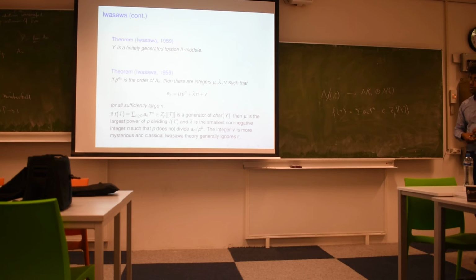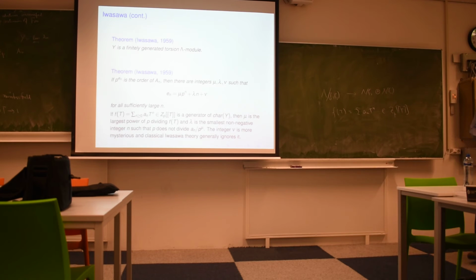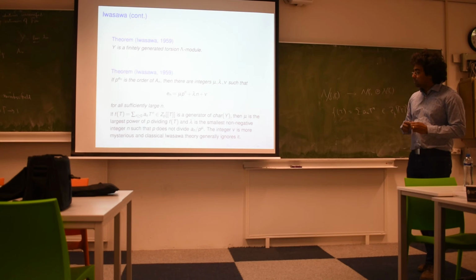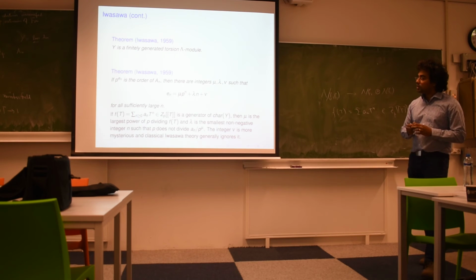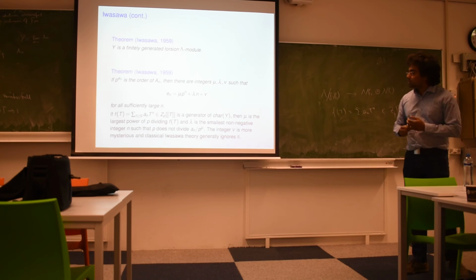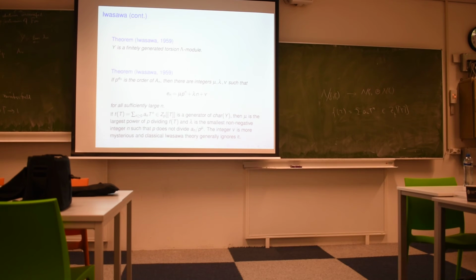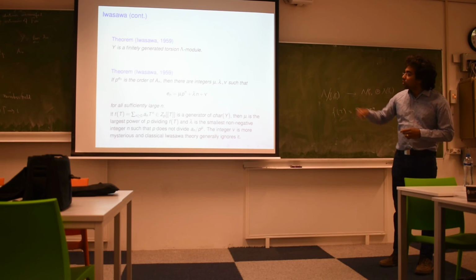quantity that classical Iwasawa theory generally ignores. So this is a bit of self-advertisement with this theory of higher Chern classes that we are trying to develop, where this nu sometimes shows up as the second Chern class of some module. So generally we ignore that. But okay, so this is the formula.